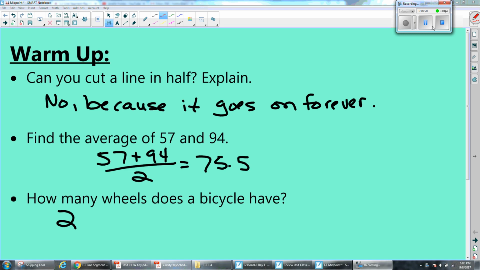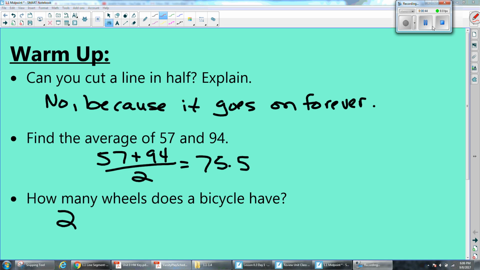Okay, in order to find the average of two numbers, let's say it was 57 and 94, we would add up both numbers and then divide by 2 since there were two numbers. If we were trying to find the average of 10 numbers, we'd add them all up and divide by 10. So in this case here, our average is 75.5. That average is like the middle of the two numbers.